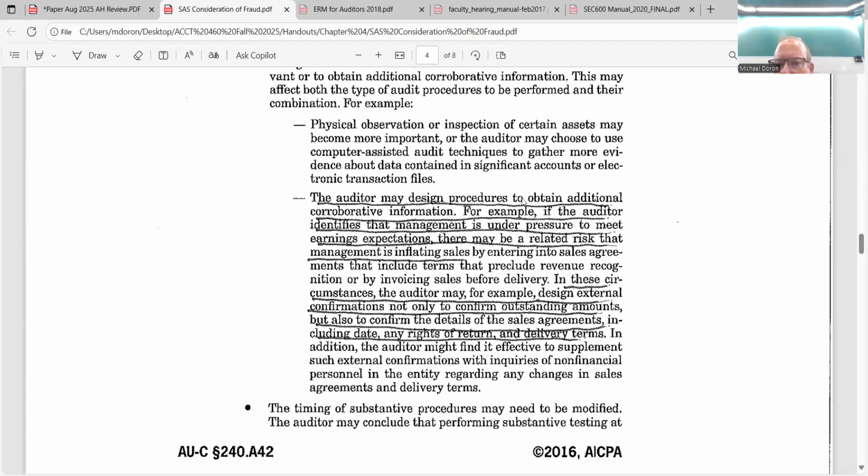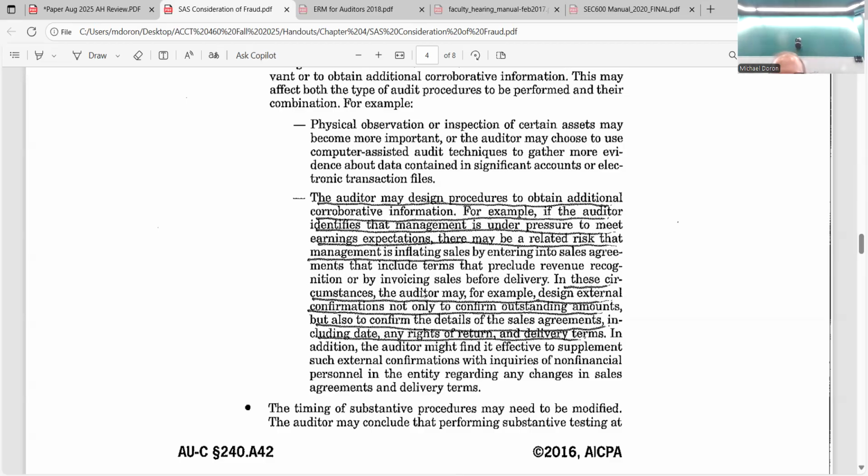The auditor may design procedures to obtain additional corroborative information. For example, if the auditor identifies that management is under pressure to meet earnings expectations, there may be a related risk that management is inflating sales. All right, so we talked about this. You need to know your client, what's going on with them. If there are a lot of articles online in the Wall Street Journal saying these guys are under pressure to meet their new earnings per share target, and if they come up short, the CEO is going to get fired, this is a company that's under pressure to manage their earnings. So you know about the news with this company, so you know if they're going to be tempted to manage earnings.